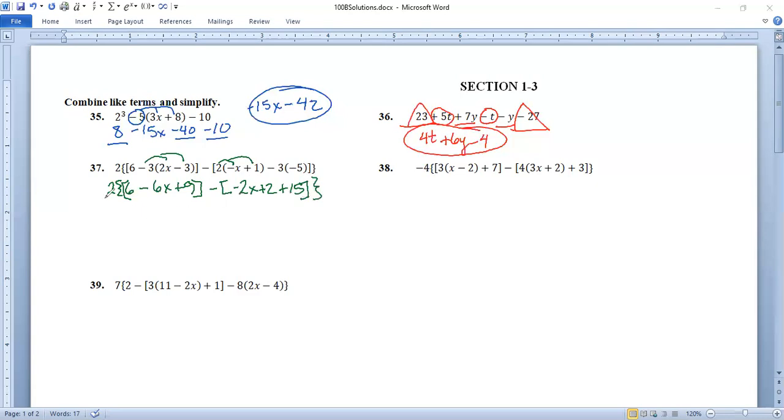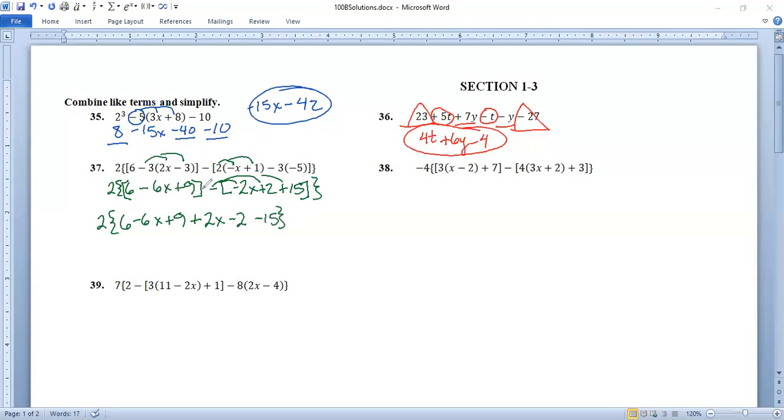Okay, now let's get rid of the brackets. So we get 2. There's nothing in front of this bracket, so we can imagine that's a 1 in front, and it just really, this bracket is not doing anything. 6 minus 6x plus 9, good. This bracket, however, this set of brackets, the negative sign has to jump into all of them. So we get plus 2x minus 2 minus 15.